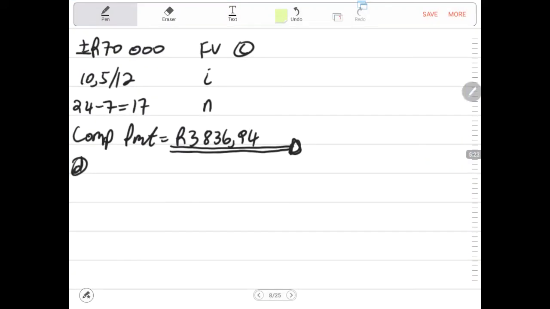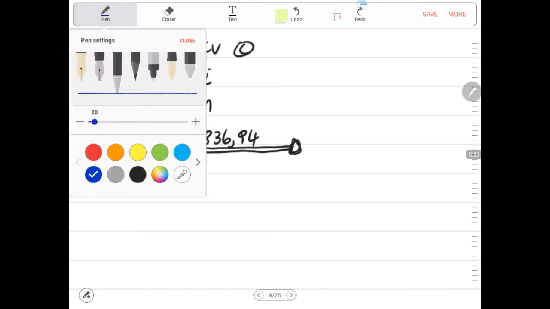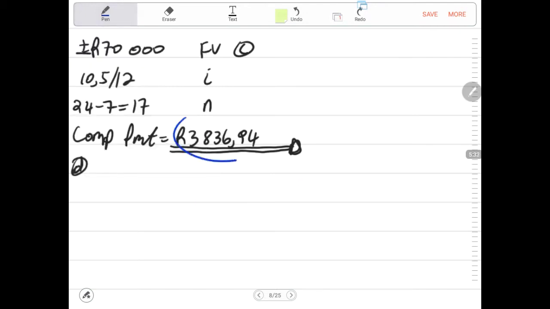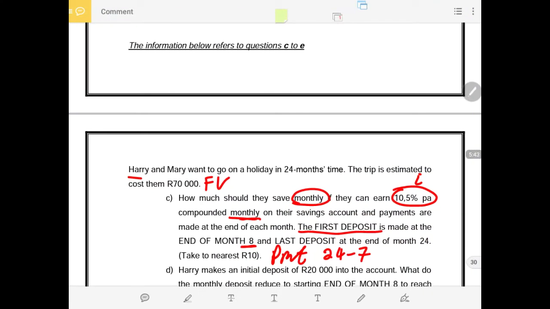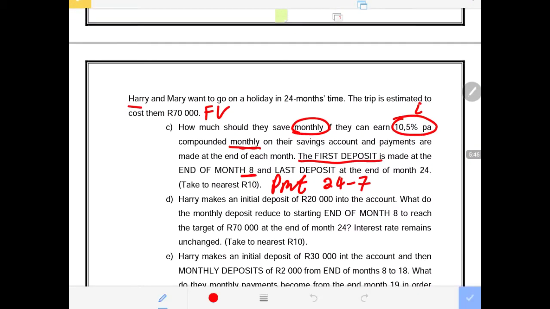Please don't forget that these are continuous questions. We now know how much must be paid monthly. We don't have to recalculate the monthly payments if we need to use the same PMT, because these are monthly payments that must be made unless the information states otherwise. Then we go to number D. Number D says Harry makes an initial deposit. Now we are told that there is an initial deposit of 20,000 rands that must be made.